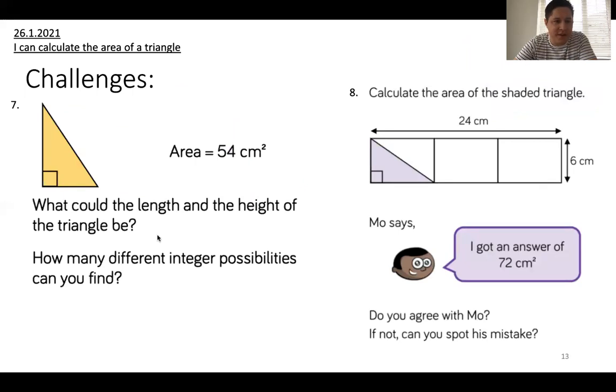Here's your challenge for today. What could the length be? Because our area is 54, so you might have to work backwards. And then we've got this one here, and Mo says, I got an answer of 72 centimetres squared. Do you agree or not? We're just trying to work out this purple triangle section, not the whole thing. How many parts has it been split up into? See if you can work that out.